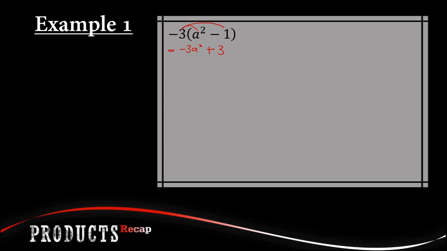Now this is where the sum ends. We can't add these two because it's not like terms. Then for example 2, we've got 2xy that we have to multiply in, and once again we're going to take it to both of these terms.